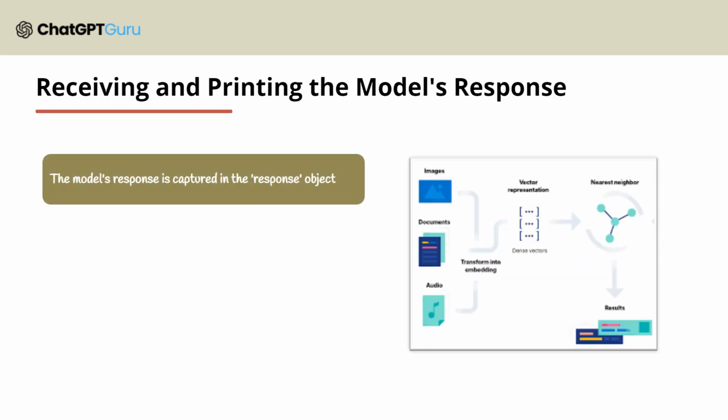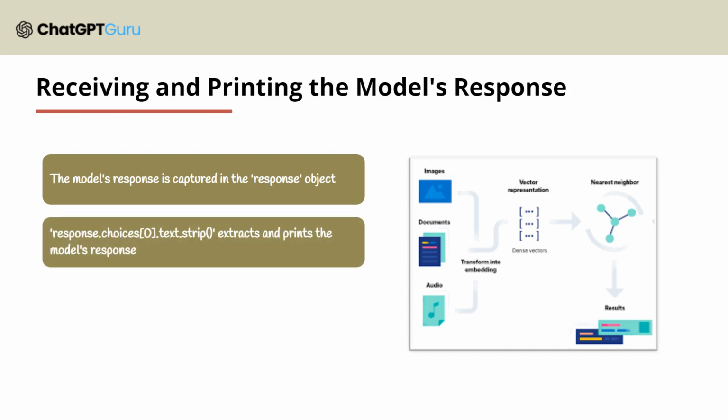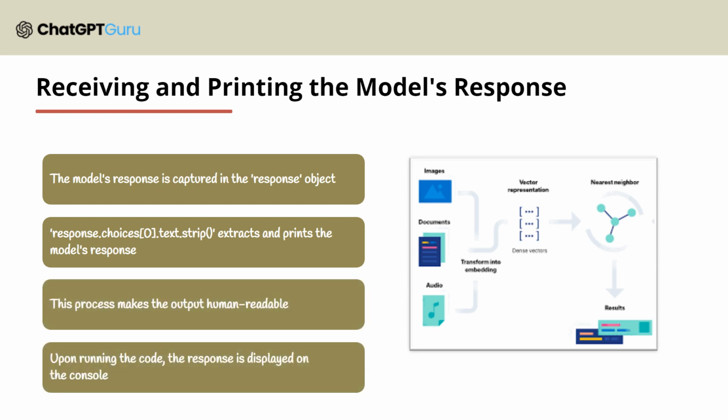Once the model produces the output, it's captured in the response object. By applying response.choices[0].text.strip(), we extract and print the model's response, making it easily readable. Thus, when you run this code, the console neatly displays the model's response.